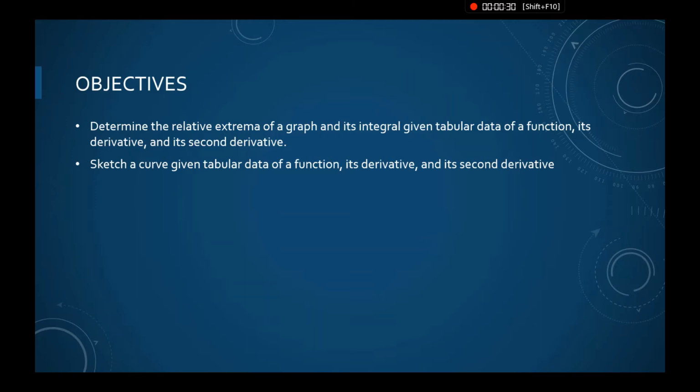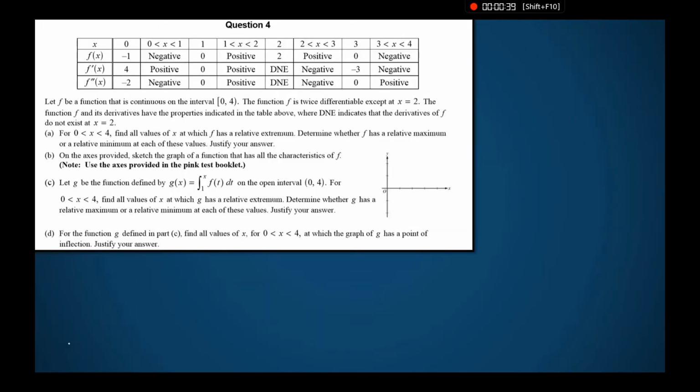itself. And then determine the relative extrema of the function and its integral, as well as sketch the function. Okay, so here we've got a bunch of information about breakpoints for a function, its derivative and second derivative. And then what's happening on the intervals between those points. So we are continuous on this interval from 0 included to 4 not included. And we are twice differentiable for every point except x equals 2. Here we've got 2 points that don't exist.